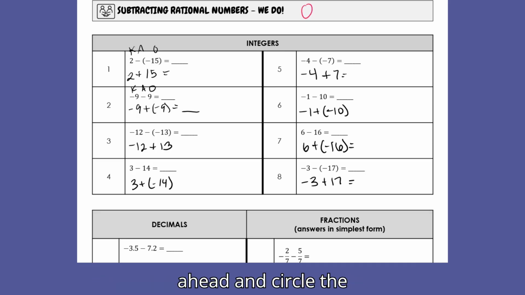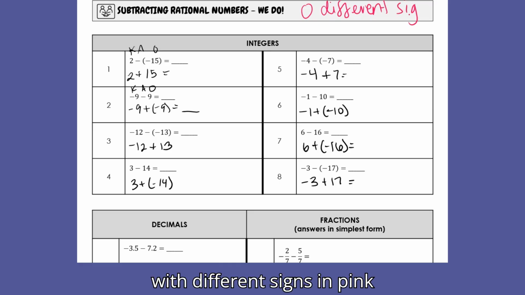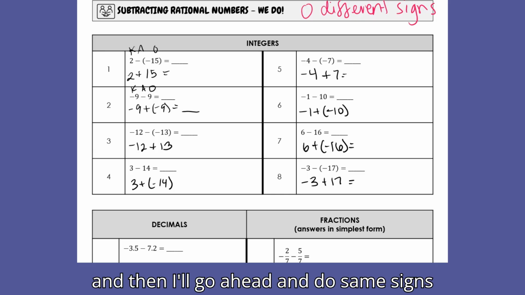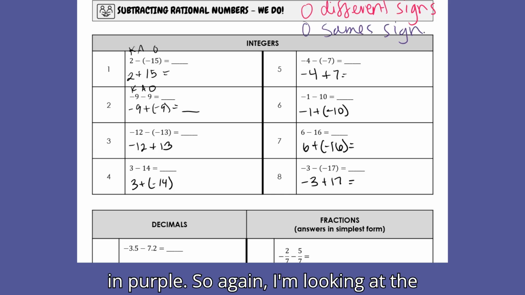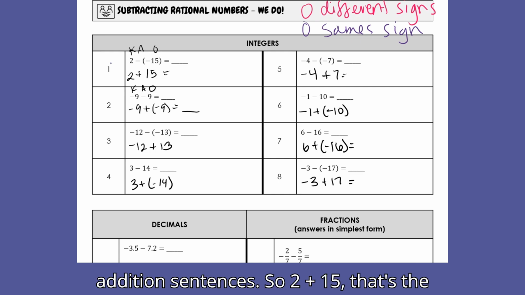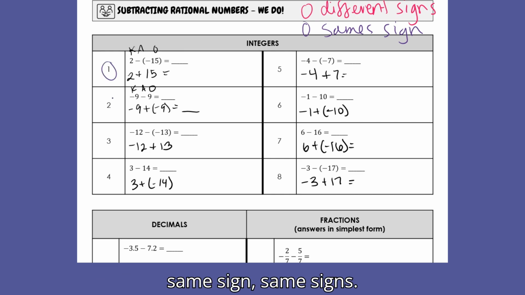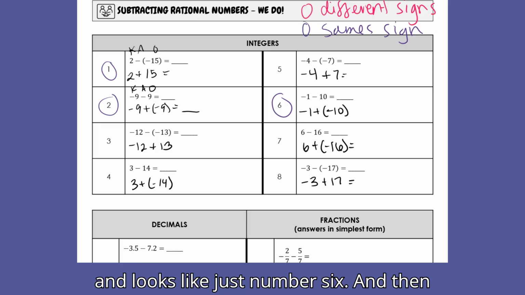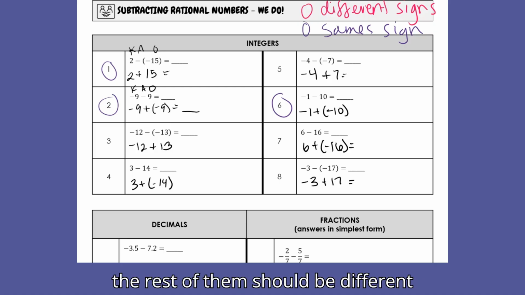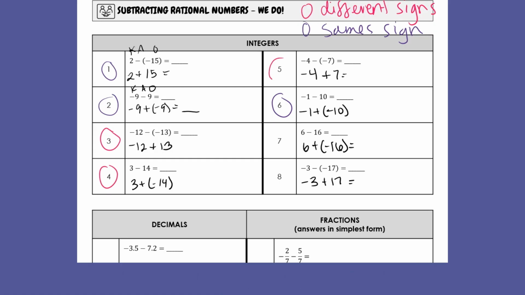I'm actually going to go ahead and circle the ones with different signs in pink, and then I'll do same signs in purple. So again, I'm looking at the addition sentences. So -2 plus -15, that's the same signs. It looks like number 6, just number 6. And then the rest of them should be different signs.